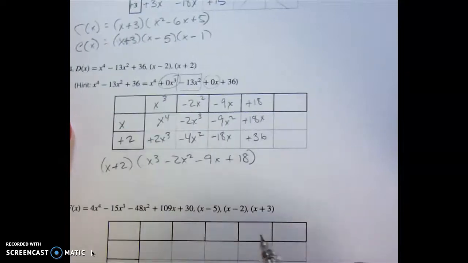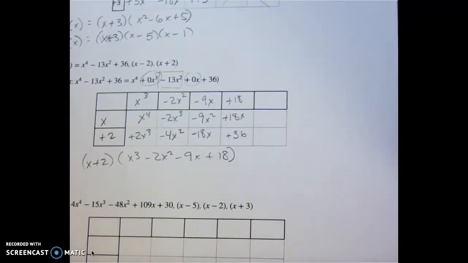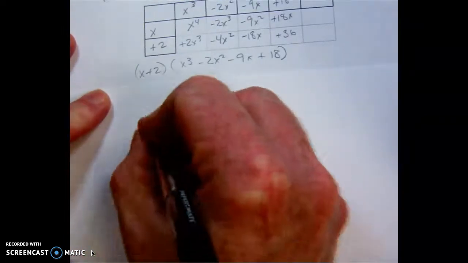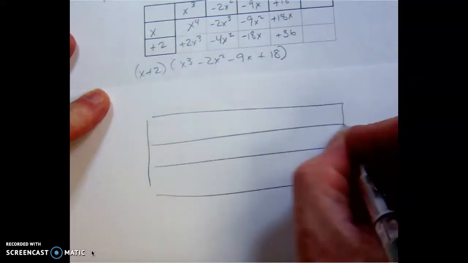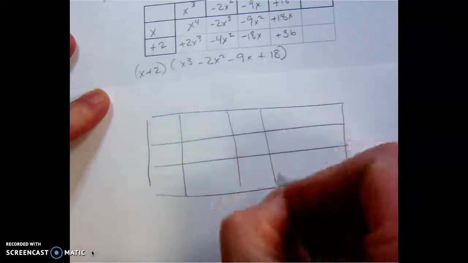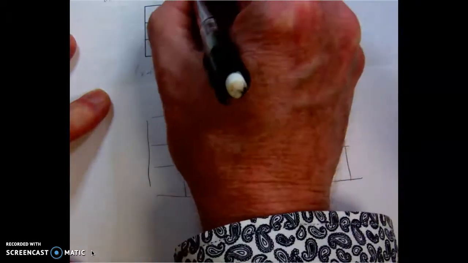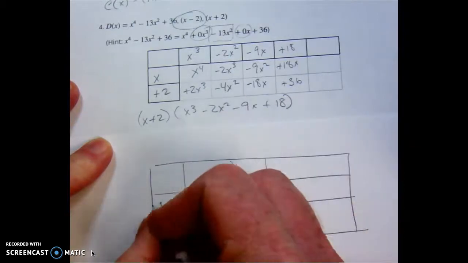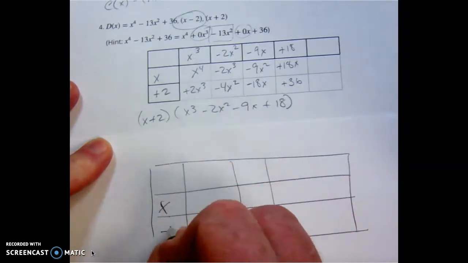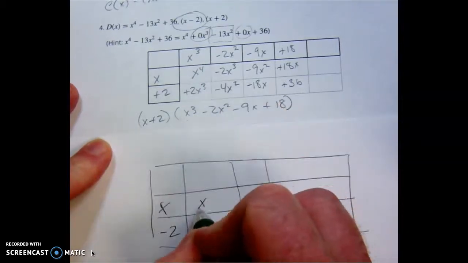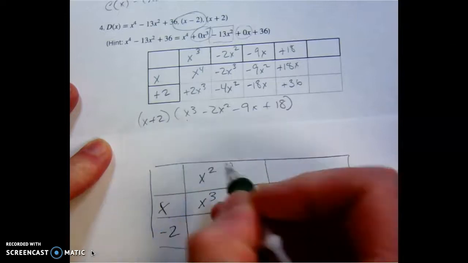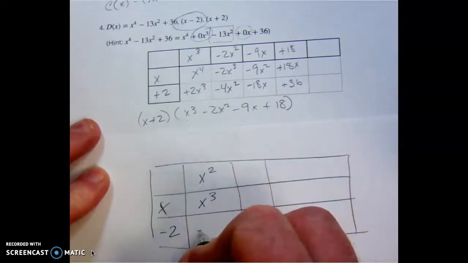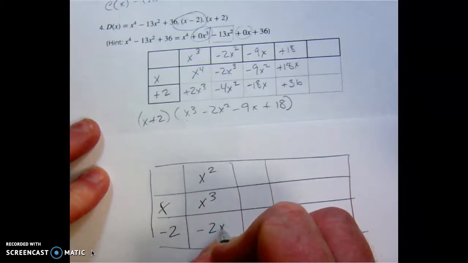Okay, so I can do this again. So if I do it again, this time I'm building my own chart. Okay, so I'm going to use my x minus 2 this time that I had up there. So x minus 2. Now this time I have x cubed. So if I take the x off, I have x squared. So x squared times negative 2 is negative 2x squared.